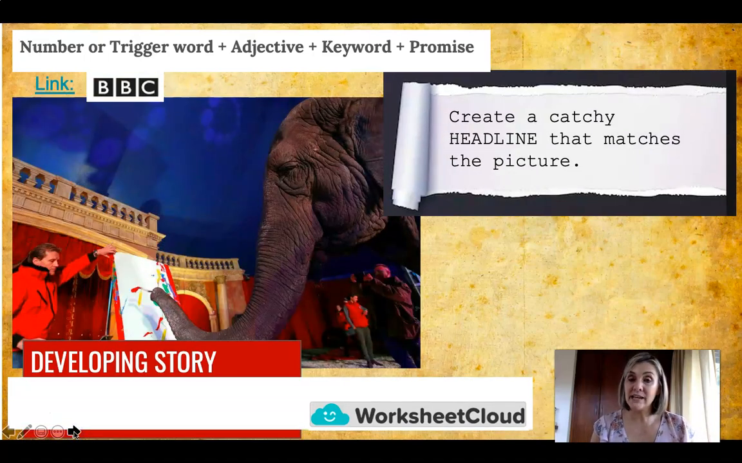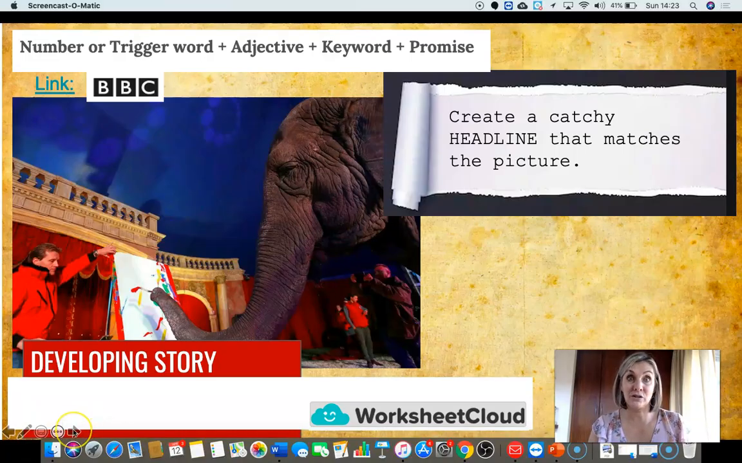Another lovely one, also taken from the Scholastic News website. Developing story, look at the elephant. Seems to be painting. Using the formula again, pause the video. What kind of catchy headline could you match with this picture? Right, I hope that was a good one.